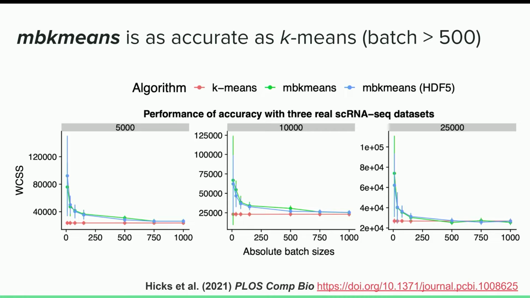So this is a criterion that we often use to measure accuracy. We can argue about whether it's the right criterion, but it is often used to measure the accuracy of k-means. What you can see is k-means is flat. It is not a function of batch size, as it should be. And then in blue and green, what you see is for smaller batch sizes, you simply get noisier estimates. And then as you increase the batch size, say up to 500 observations, the performance of mini-batch k-means and k-means is quite similar.